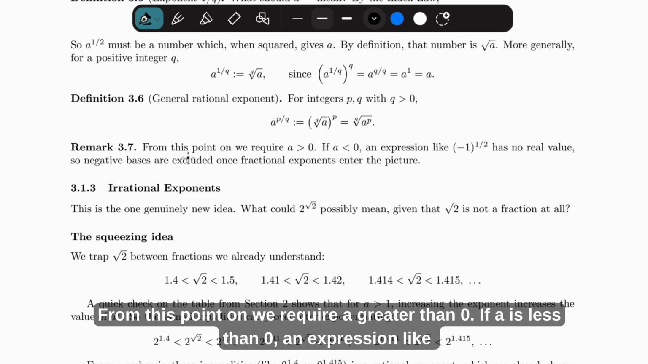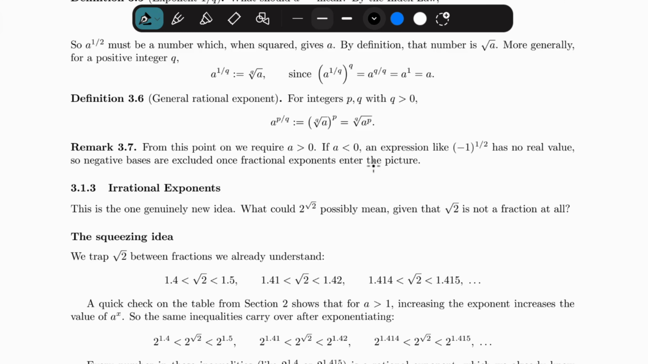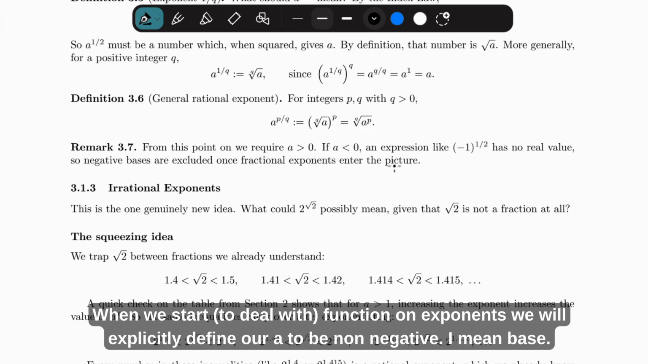From this point we require a greater than 0. If a is less than 0, the expression a to the power minus 1 half has no real value. So negative bases are excluded once fractional exponents enter the picture.